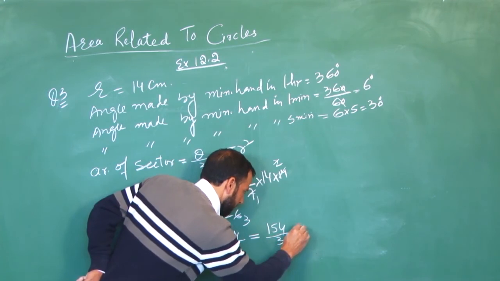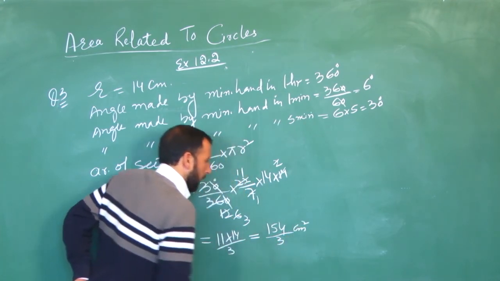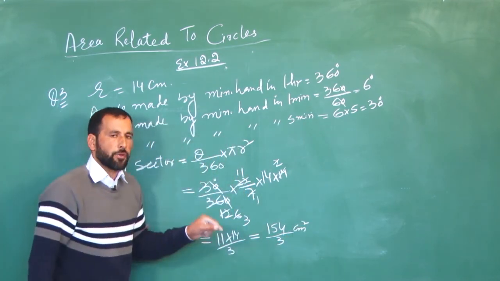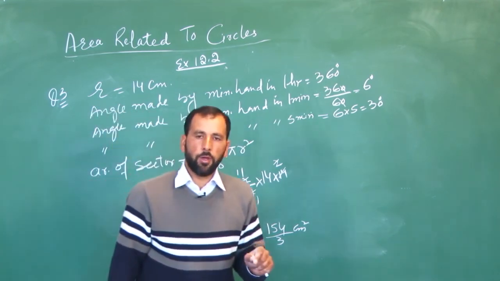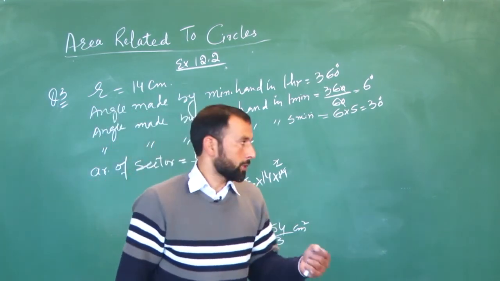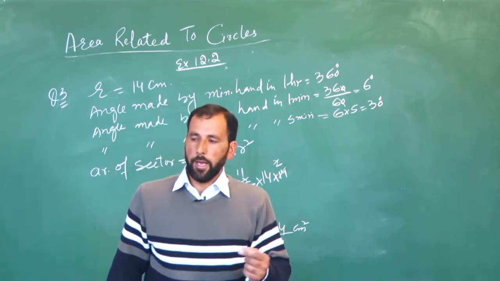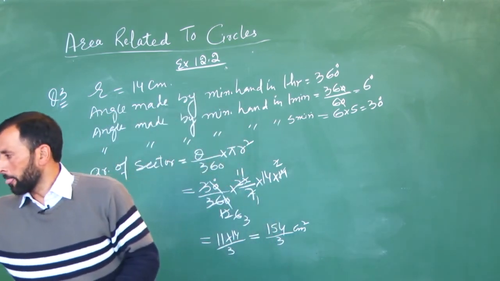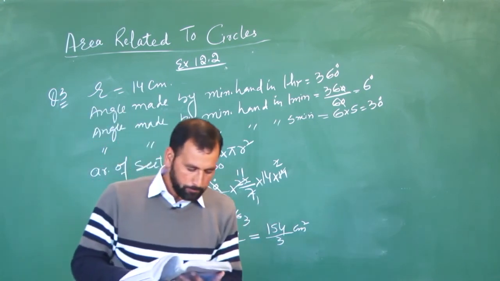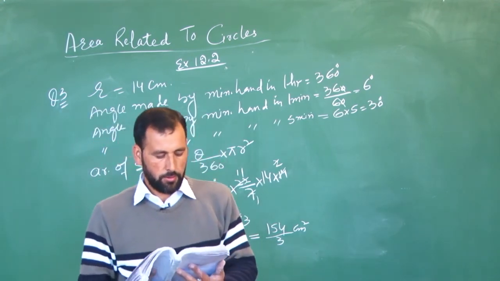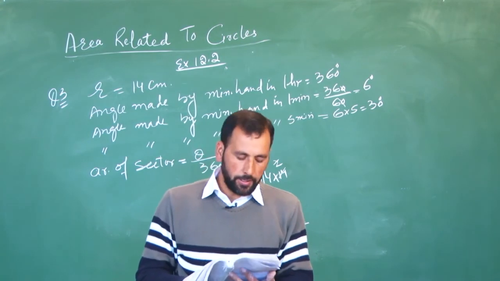Divided by 3 centimeter square is the area swept by the minute hand after 5 minutes. So this is question number 3 of exercise 12.2. Now moving to the next question, that is question number 6 of the same exercise.